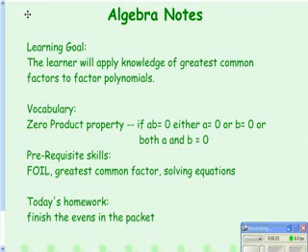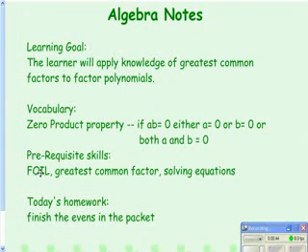Our only vocabulary term is zero product property, which basically means if AB equals 0, so something times something equals 0, either A has to be 0 or B has to be 0. Or both of them could be 0, but at least one of them has to be a 0, because 0 times anything is 0.